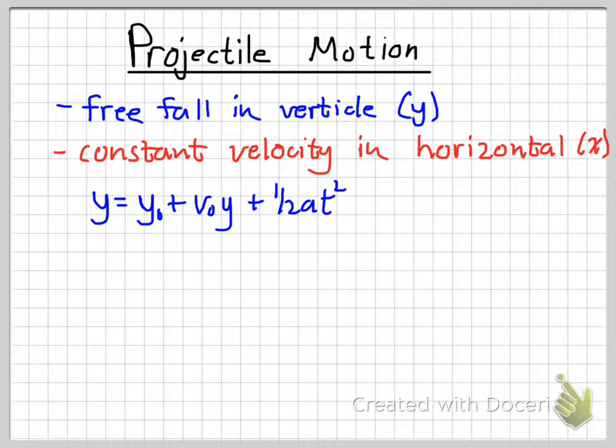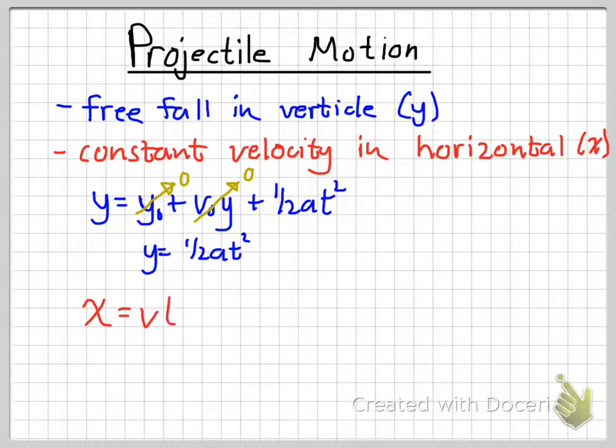Remember that for your problems, make the initial y position 0, and the initial velocity will also be 0, because usually we're just going to have things moving horizontally to begin with. So the equation is going to reduce to y equals 1/2 a t squared in the case of a projectile. The equation that we use in the x direction is just our constant velocity motion equations.